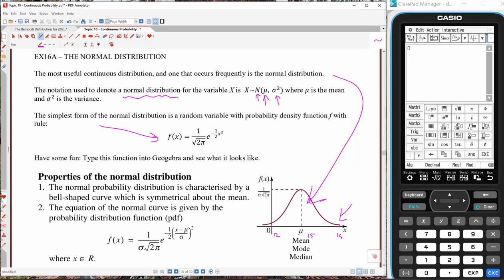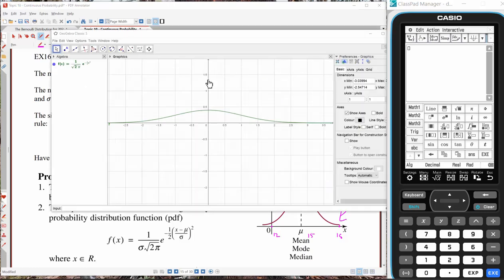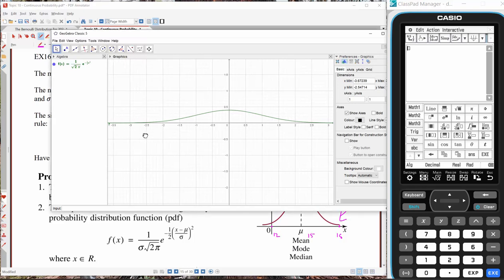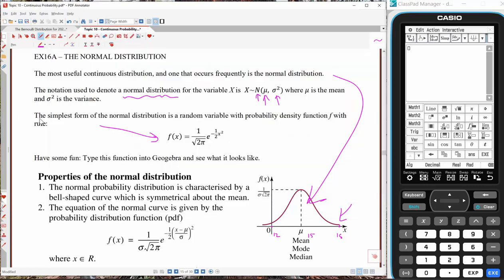So I'll just pause the video and whack it into GeoGebra and give you a look at it. Okay, so this is the standard normal distribution. You'll notice here that the maximum value occurs when x is equal to 0. It's symmetrical, with the values tending towards y equals 0 as x gets beyond 3. And same over this side, I'm expecting, negative 3. So that's what it looks like when I graph that particular function.